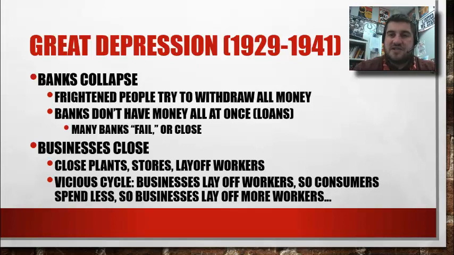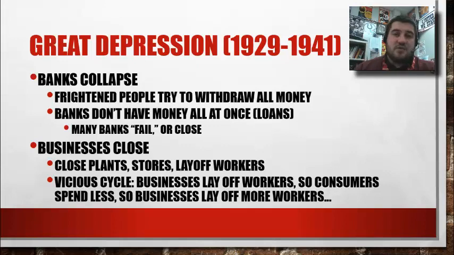It gets worse from 1929 to 1932. After the stock market collapse, banks begin to collapse because frightened people are worried that they're not going to get their money back. If everybody goes to the bank and tries to withdraw all of their money, it's not going to be there, because the bank loans out that money in order to make a profit on the interest that the people pay back.